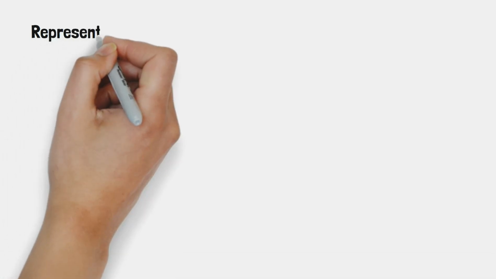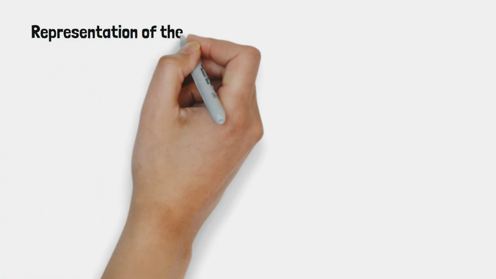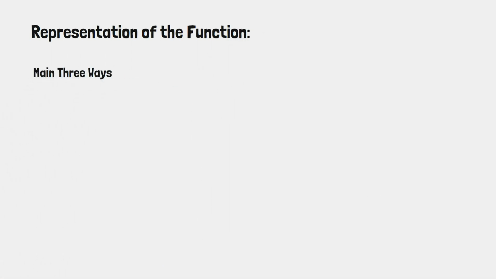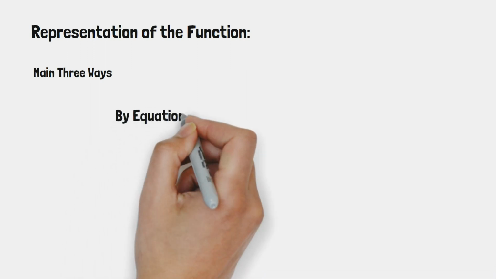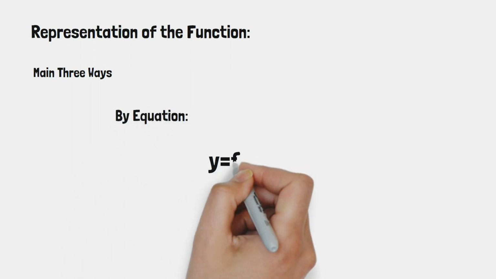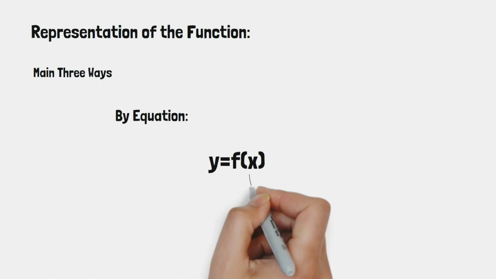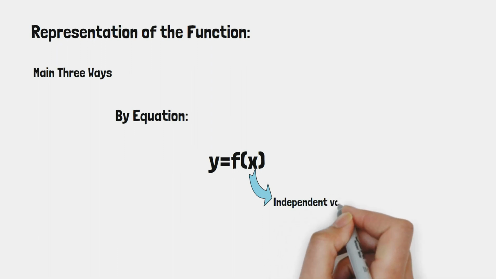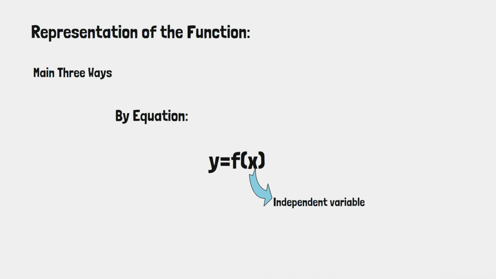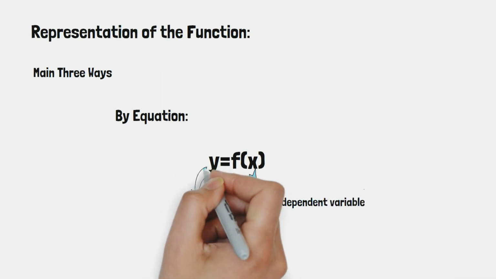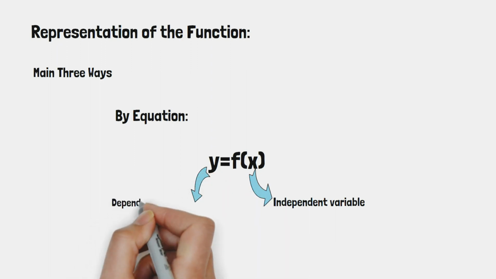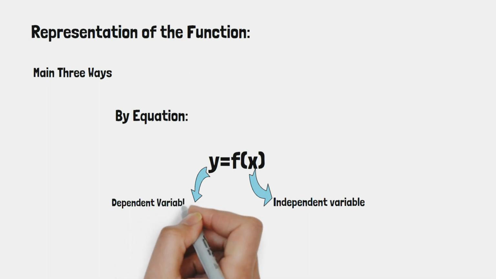Now we discuss representations of the function. There are three main ways to represent a function. The first one is by equation. For example, y = f(x). Here x is the independent variable which represents the domain of the function, and y is a dependent variable, which means y depends on the value of x and represents the range.